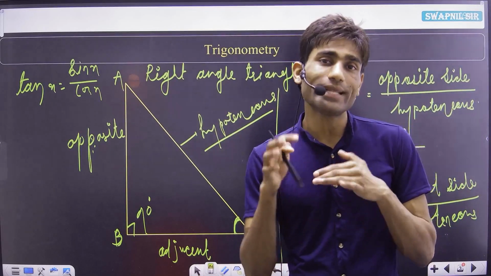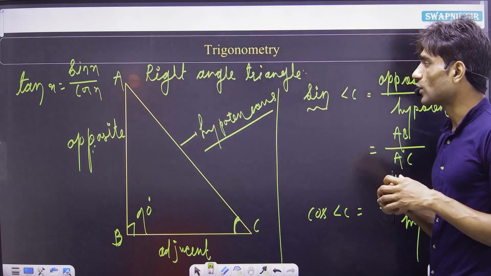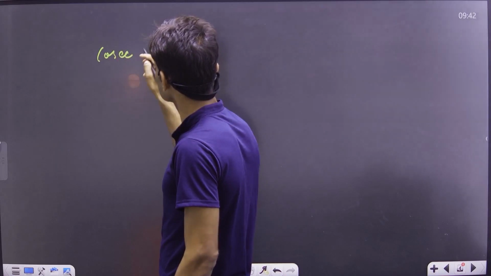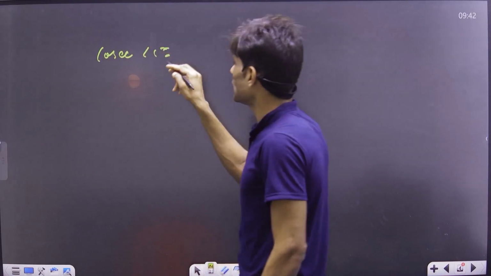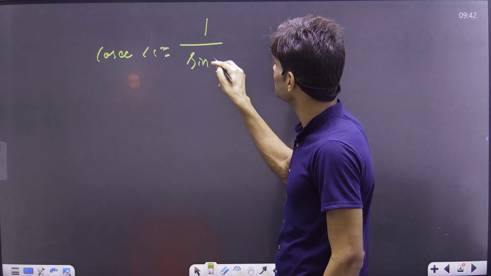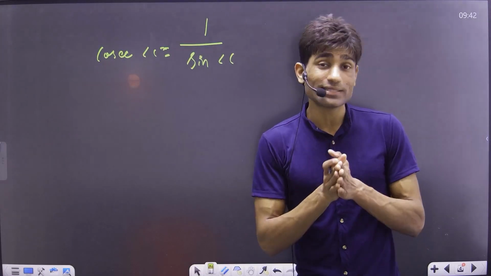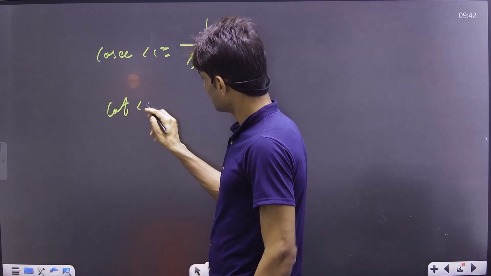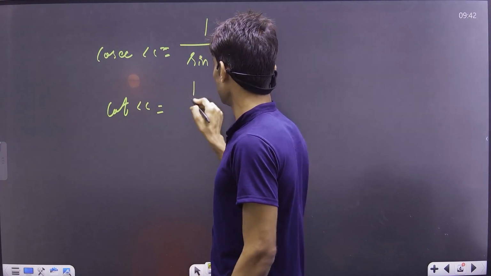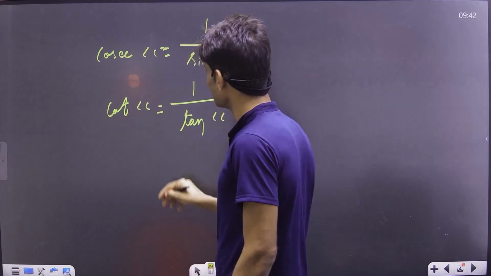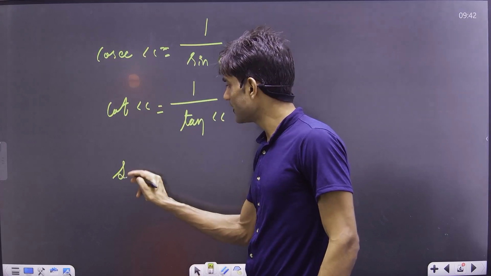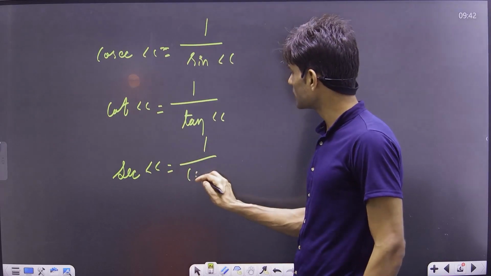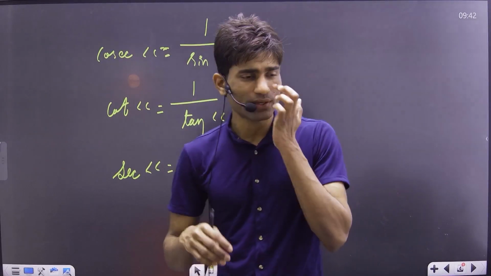Similarly, we have to deal with another set of ratios: cosec, sec, and cot. Cosec of angle C can be written as 1 upon the sine of angle C. Sine and cosec are the inverse ratios of each other. After that, cot of angle C can be written as 1 upon tan of angle C. After that, sec of angle C can be written as 1 upon cos of angle C. Now see that these are the actual inverse ratios of each other.